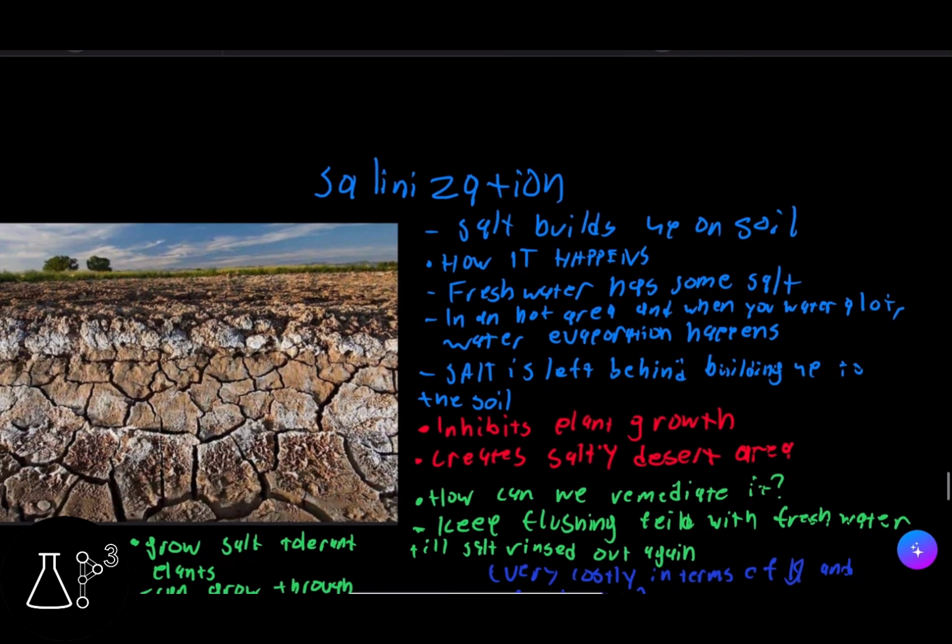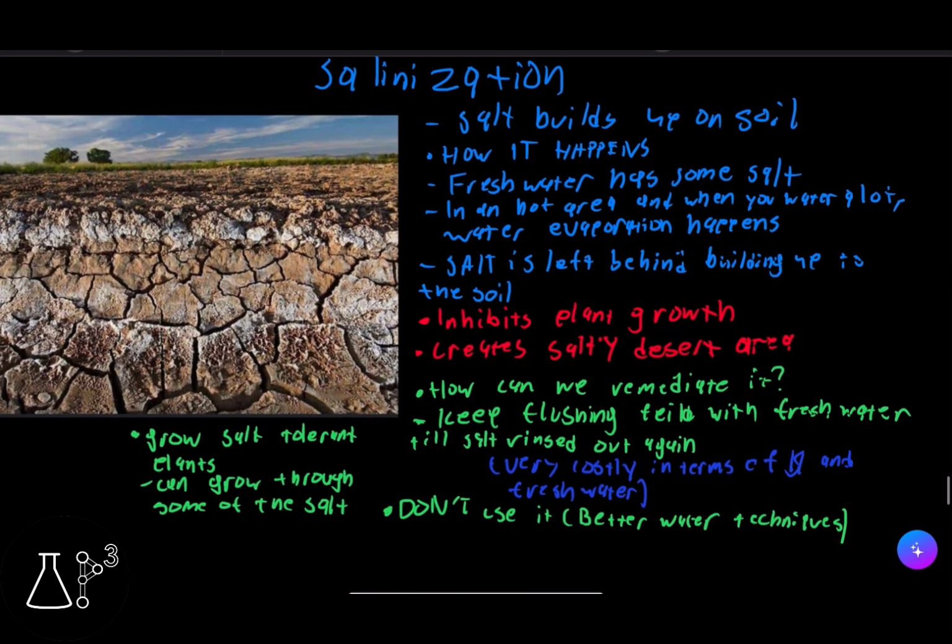So now we're going to talk about salinization. This is basically where salt builds up on soil. But how does it happen? So fresh water has some salt in the actual water, and in a hot area, when we water a lot, evaporation happens. And then basically once the fresh water evaporates, since salt is a solid, it's left behind, building up in the soil. The problem is it inhibits plant growth and is going to eventually create a salty desert area as time progresses due to evaporation, as we can see from the image.